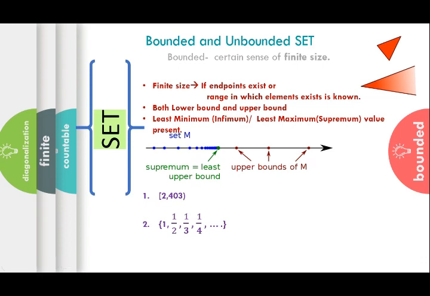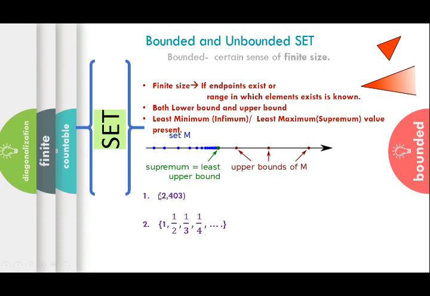The lowest possible value for that set is called the infimum, or we can say the greatest minimum value, and the largest possible maximum value for that set is called the supremum. So that is also called the least maximum value for that set.